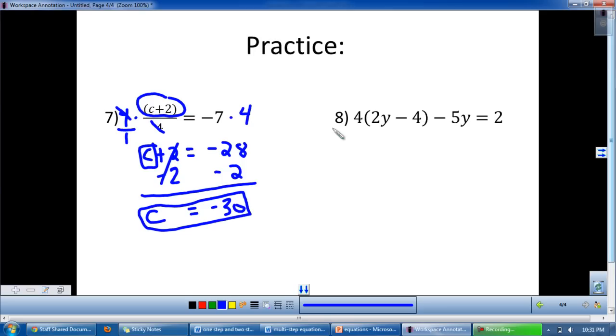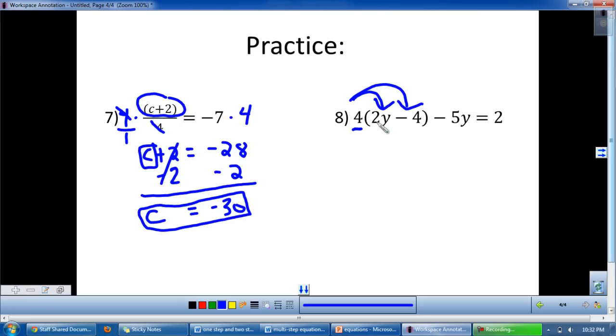Ooh, let's look at number 8. Looks like we have a lot of things going on here. Well, we know that we gotta somehow get rid of the parentheses, so we're gonna use the distributive property. And I'm gonna show you a technique that I use so we can help eliminate minor errors. Okay? So we're gonna take that 4 and we're gonna multiply to the 2y and to this negative 4. The common error that students make is that they multiply the 4 to the 2y, but they don't do the same thing for the 4. And that can result in an incorrect answer.